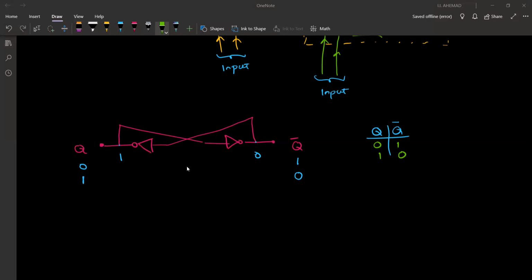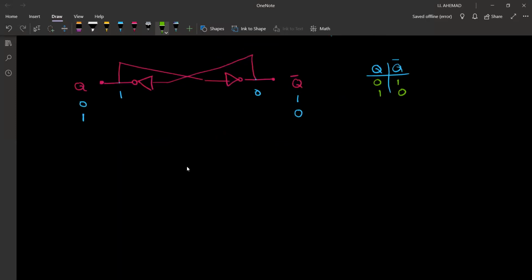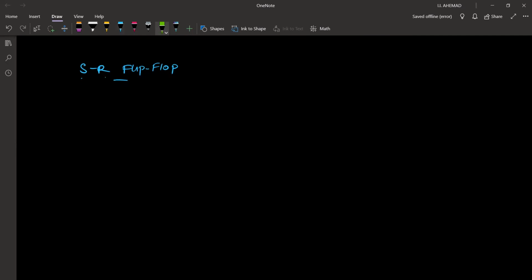And then we have the SR flip-flop, the set reset flip-flop. This was just a flip-flop. Now we are going to look at the SR flip-flop. SR means set reset, so this flip-flop is going to get two more features, set and reset. We can construct an SR flip-flop using NAND gates and NOR gates.